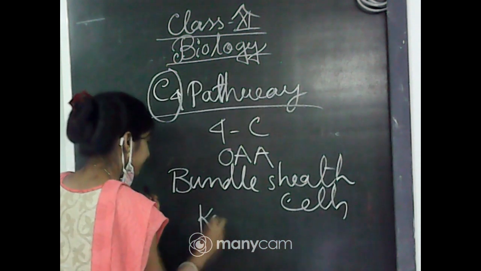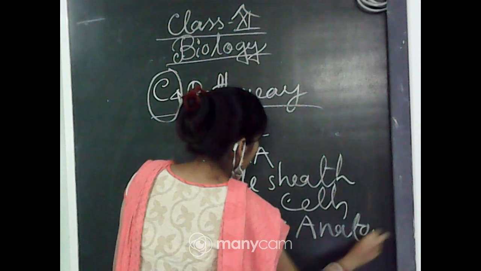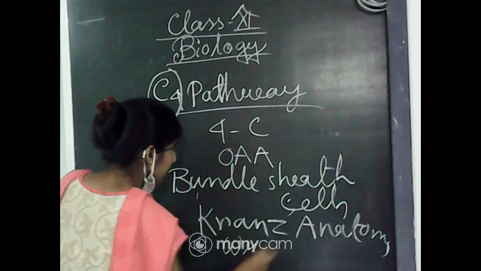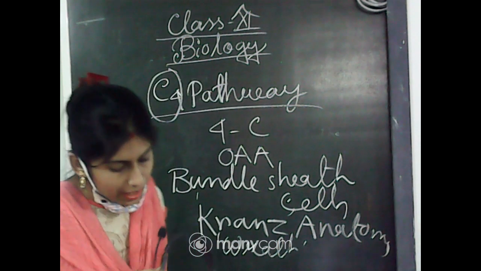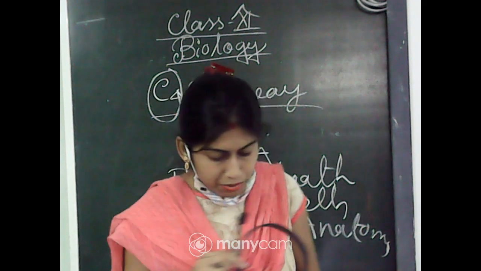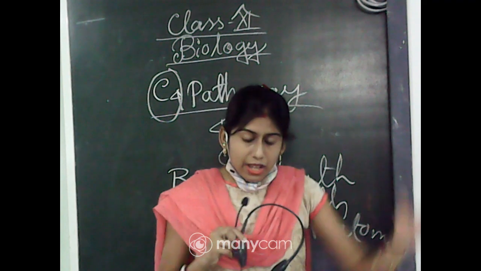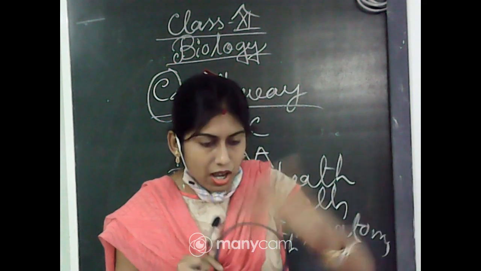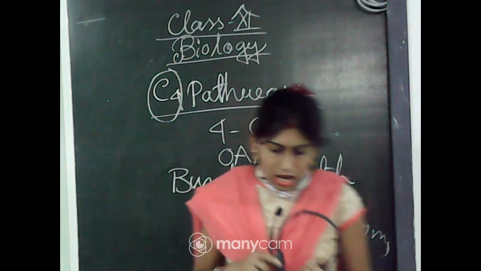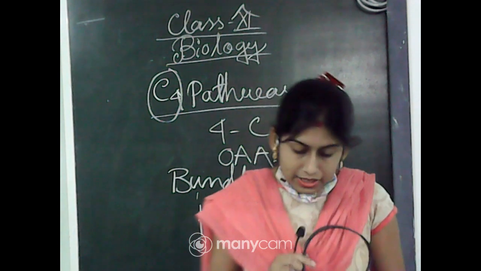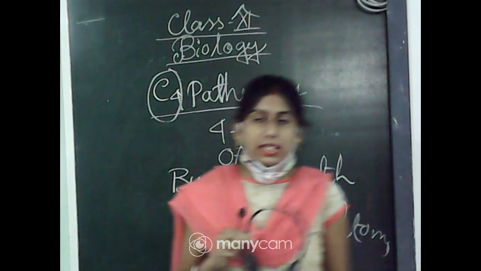This type of special anatomy is called Kranz anatomy. And what is the meaning of Kranz? The meaning of Kranz is wreath. So Kranz anatomy can be found in C4 plants, which cannot be found in C3 plants. That means the bundle sheath cells can form several layers around the vascular bundle, and they are also characterized by having a large number of chloroplasts, thick walls which are impervious to gaseous exchange, and intercellular spaces are also absent.